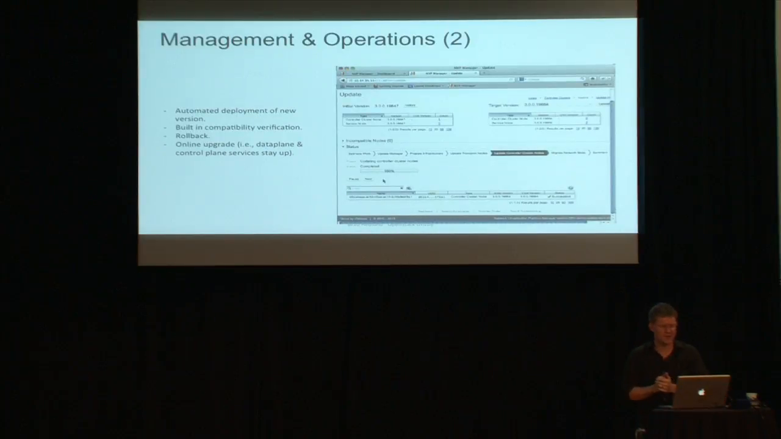Another really cool thing I mentioned is around upgrade. Because this is built as a distributed system, you can fully automate the deployment of new versions. We can verify compatibility, we can roll back, and as I mentioned earlier, you can do online upgrade, so you don't have to take your whole system down from a provisioning perspective to upgrade the software. That's another cool tie-in to the fact that we're able to release four times a year. So not only do we release software frequently, but you're actually able to consume it frequently.